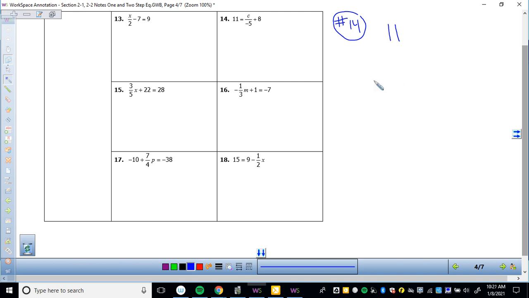Go on. We have 11 equals c over negative 5 plus 8.